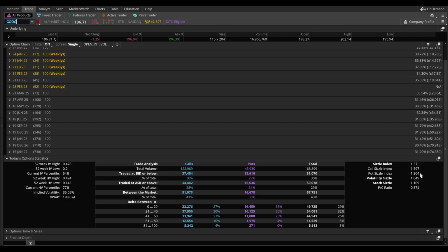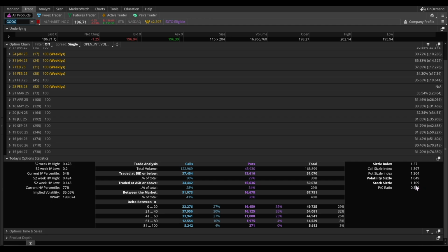And what's important here is that the values above 1 indicate elevated interest in either calls or puts. Now underneath that, we see the volatility sizzle. This is going to measure changes in implied volatility compared to the previous trading day. And a value above 1 shows a heightened increase in implied volatility, which means it signals increased market expectations for future price swings.